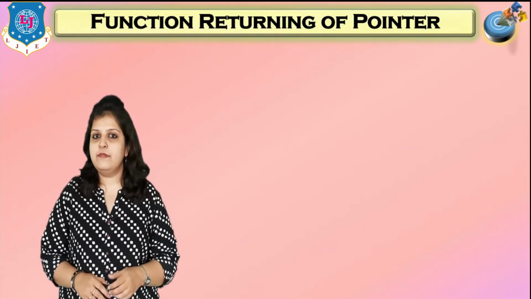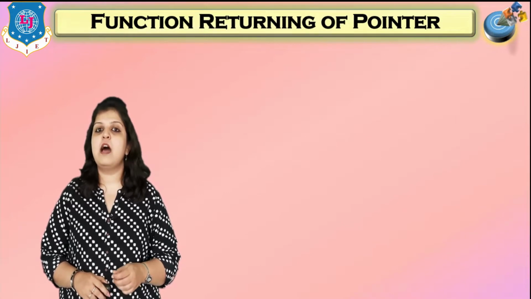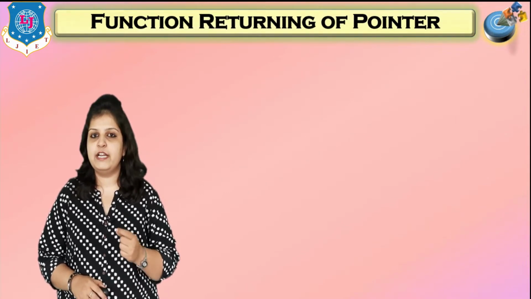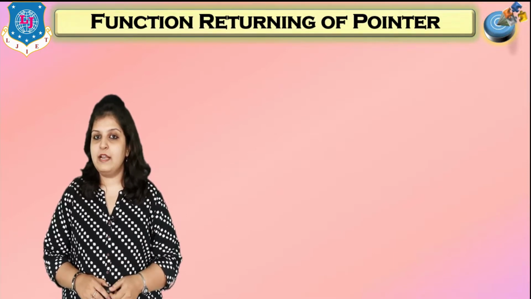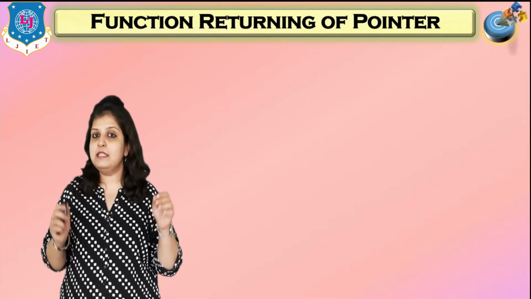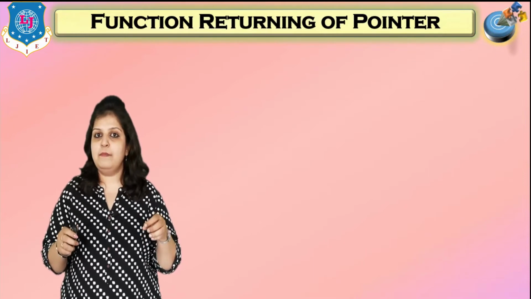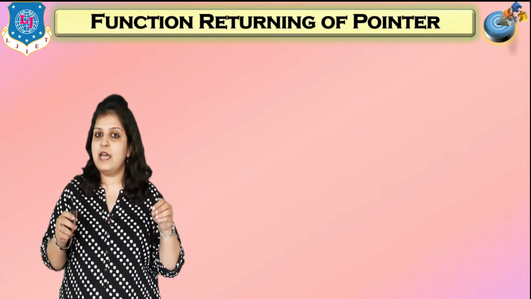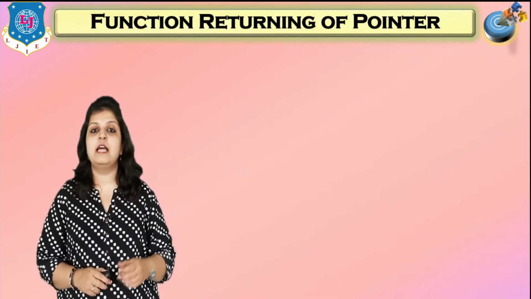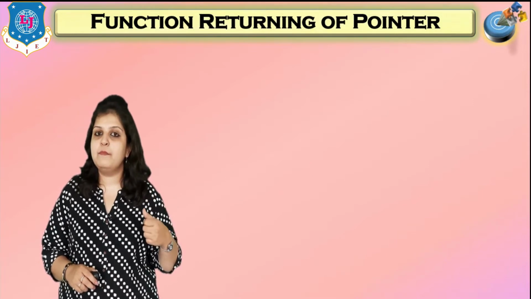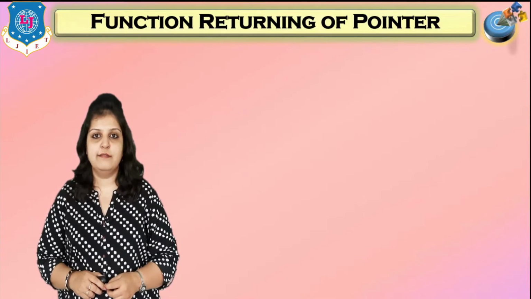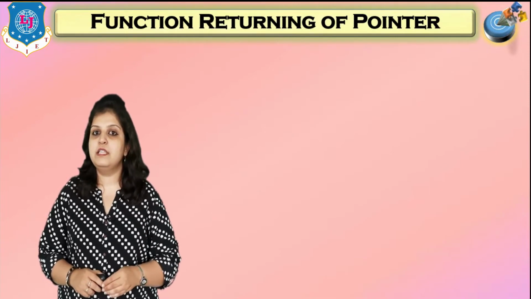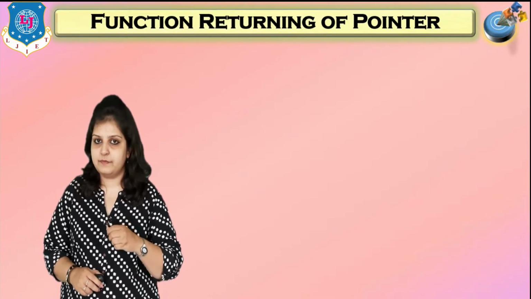In the user defined function chapter, we have already learned one concept regarding pointers, that is call by reference. In call by reference, when you pass the parameters, we have to pass the address of the actual parameters, and in the formal parameters we have to use pointers, right? So you are already aware of this concept, call by reference.